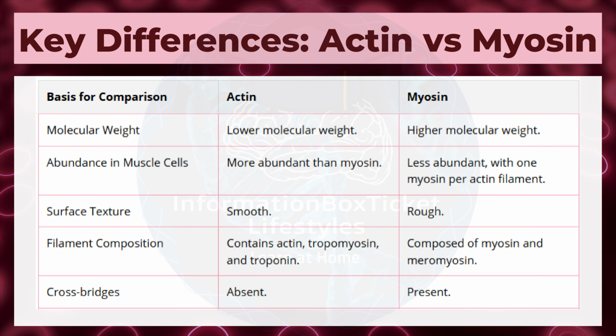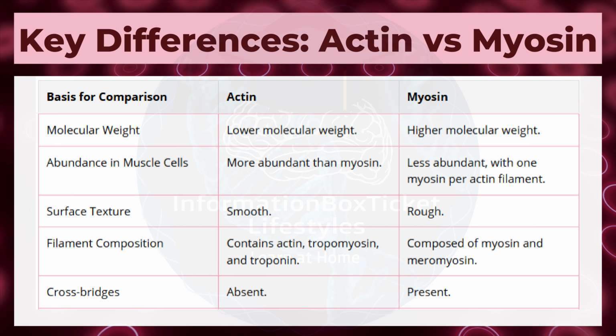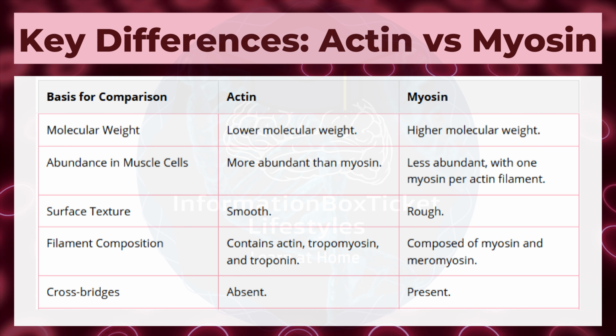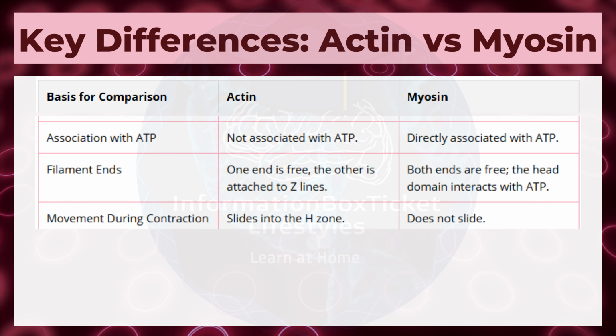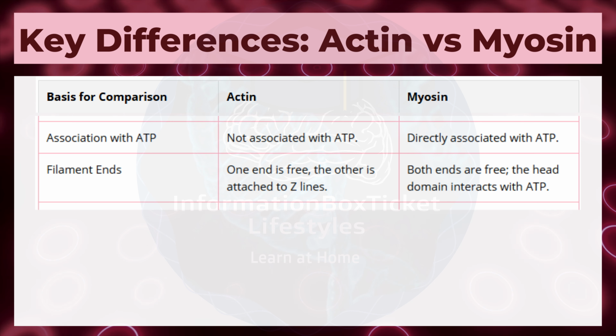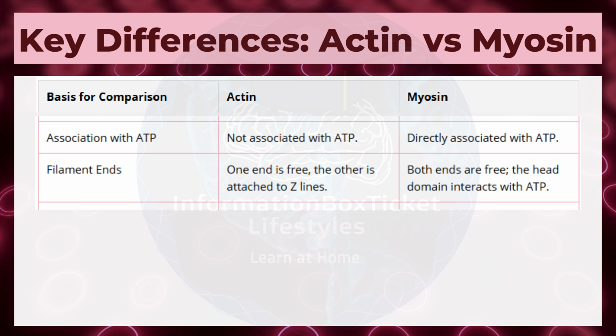Filament composition and cross bridges. Actin filaments contain actin, tropomyosin, and troponin, and they do not have cross bridges. Myosin filaments are composed of myosin and meromyosin, and they form cross bridges. ATP association and filament ends. Actin is not directly associated with ATP.